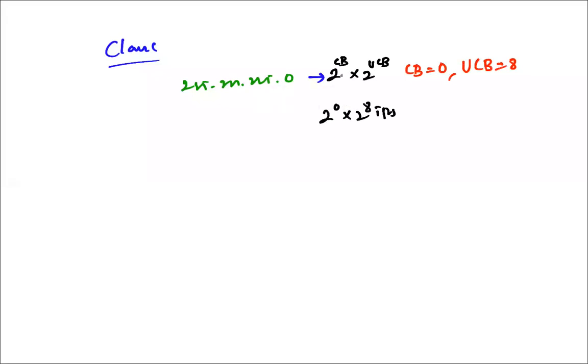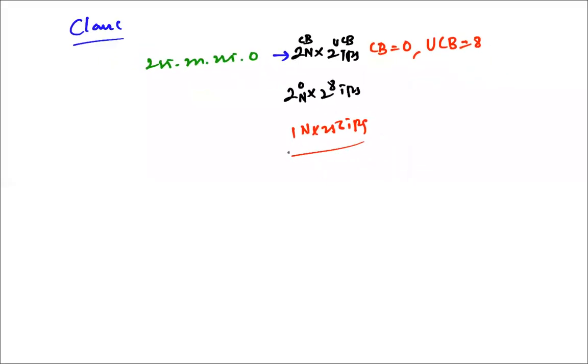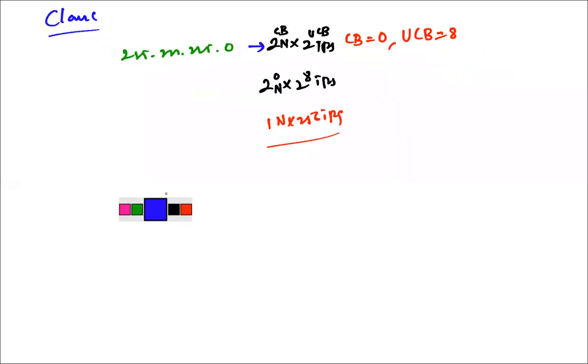2 par changed bits will be network, 2 par unchanged bits will be IPs. Same way here, 2 par 0 networks and 2 par 8 IPs, which is nothing but one network into 256 IPs. So this is by default, this is how it works. And this is where you further start subnetting, you break this network.